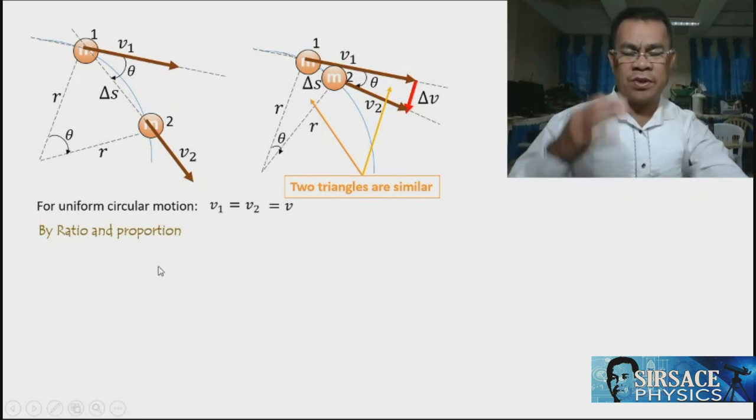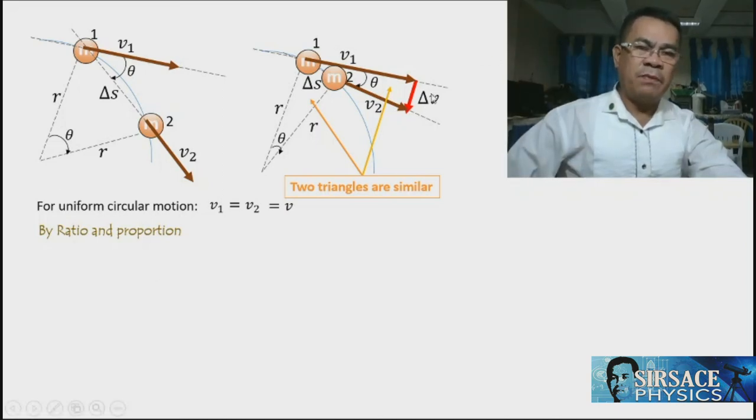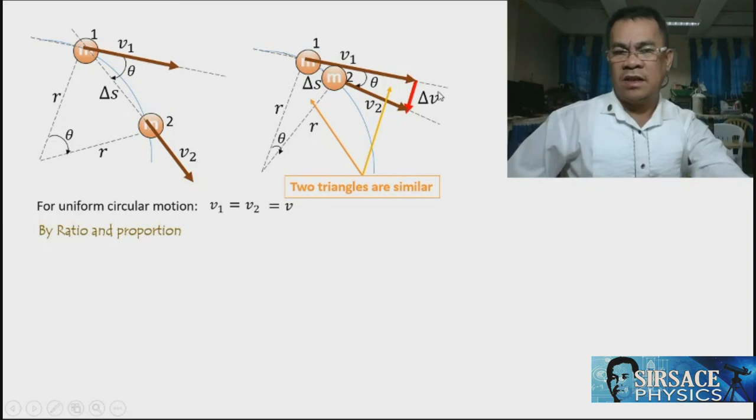So what is ratio and proportion? The ratio of their corresponding sides. What are the corresponding sides? The corresponding delta V will correspond to delta S, while the velocity 1 or velocity 2, because they are equal and this is V, will correspond to R. Why? Because this theta is equal to this theta also in the other triangle. So therefore, take the ratio and proportion. Delta V is to delta S, and V is to R. Or, you can say it, delta V over V must be delta S over R.